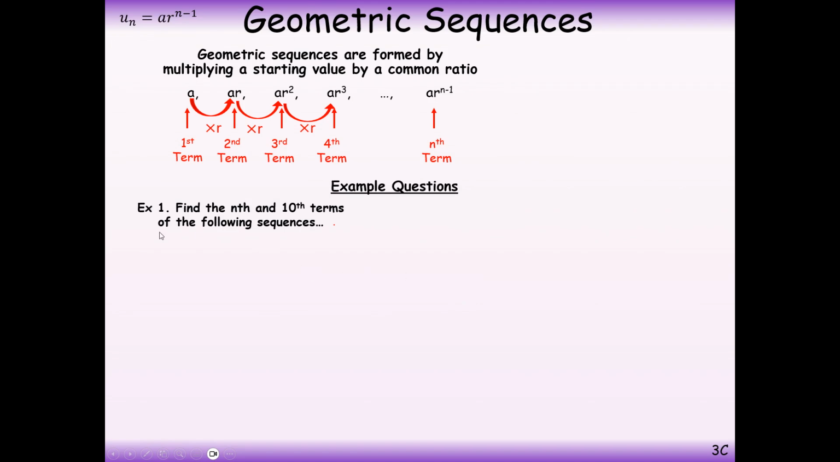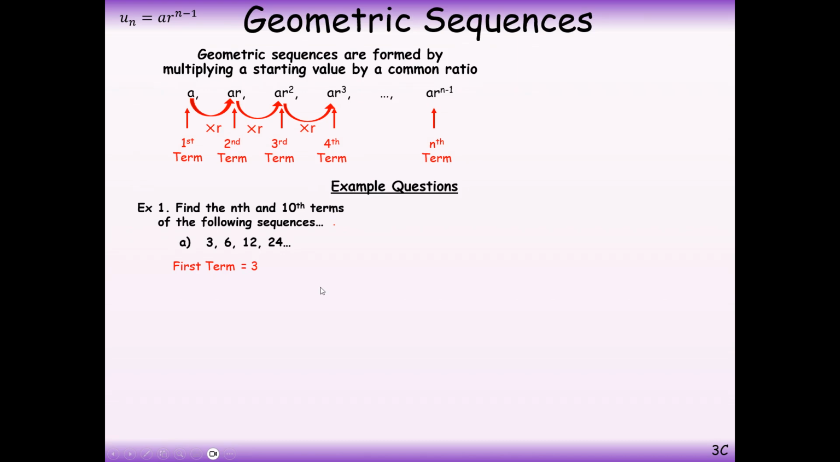So in the first example, we've been asked to find the 10th term of this sequence. The sequence is geometric because numbers are multiplying by 2. Once again, if you've forgotten how to calculate the ratio, you take the second term and you divide by the first. 6 divided by 3 is 2, or 24 divided by the previous term is 2 as well.